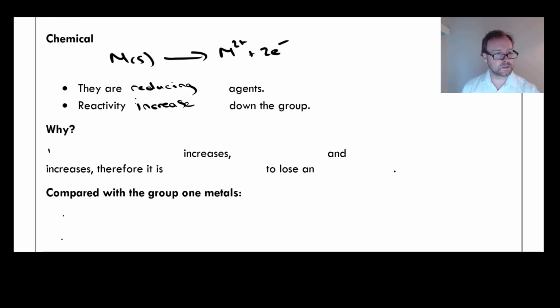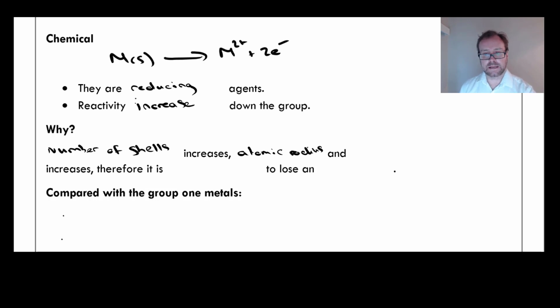Well, the number of shells increases, which means the atomic radius and shielding effect also increase down the group. Therefore, it is easier to lose an electron.